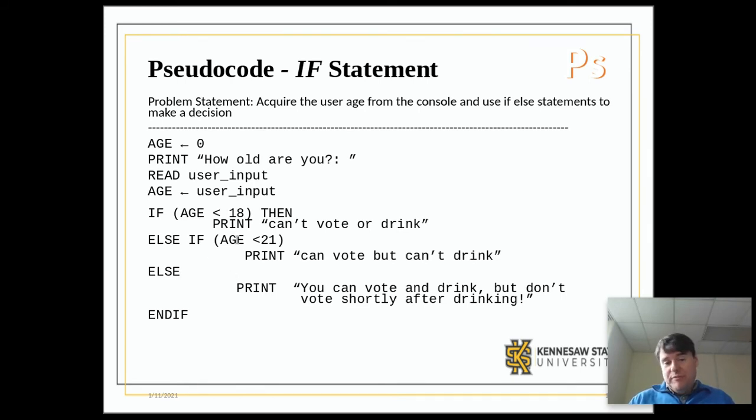So in an if, else situation, it will only do one of these lines. It will never do all of them. As soon as one of them works, it's going to jump to the end if. So if they give us an age of 16, it's going to do the first line and then jump to the end if, and it'll continue if there's anything down underneath here.